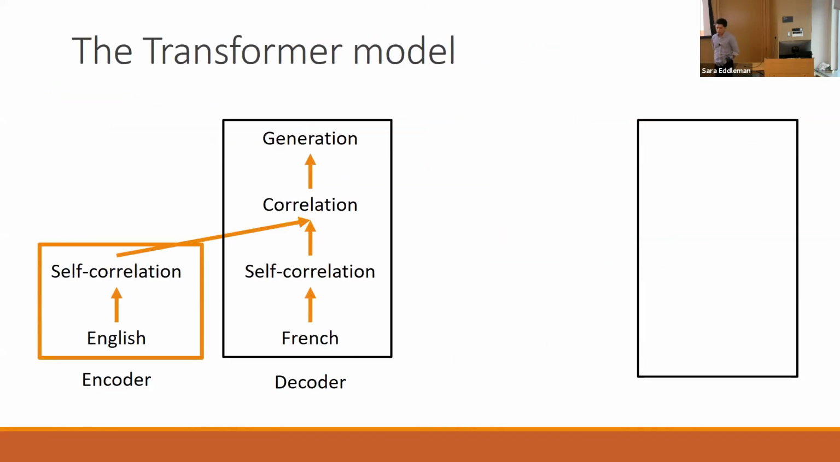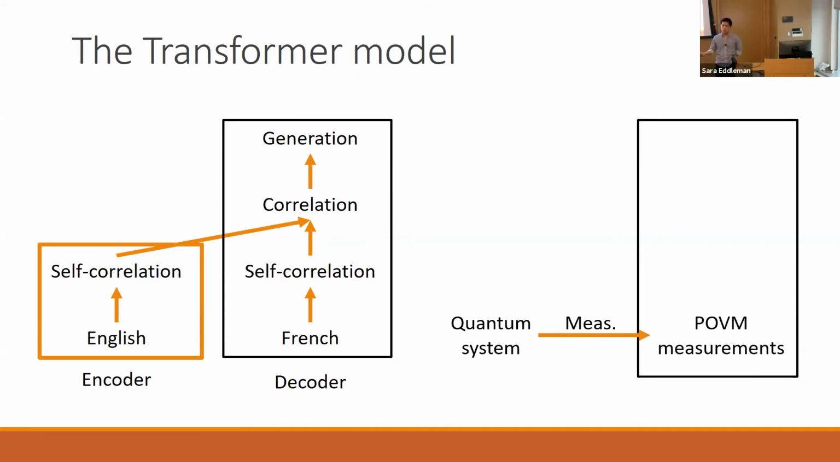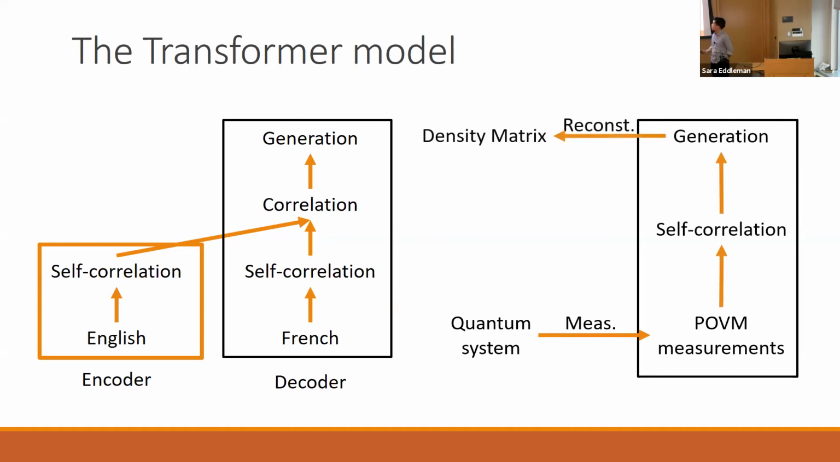So for the purposes of our model, we will be using just the decoder part. And the reason for that is that the encoding is really done by our quantum computer. So the quantum system takes our intended state and encodes the correlations in the POVM measurements. Our decoder can then study the self-correlations that are present within the POVM measurements, after which you can generate the information and then move on to the step where we generate the density matrix.